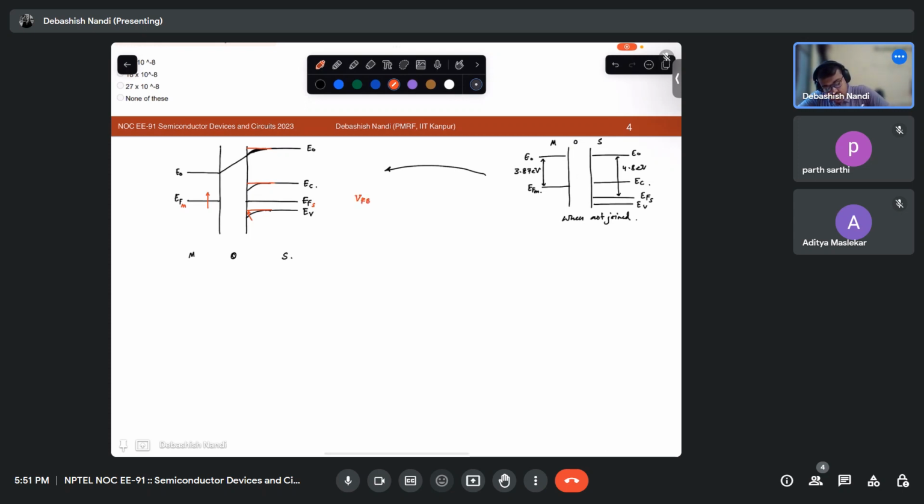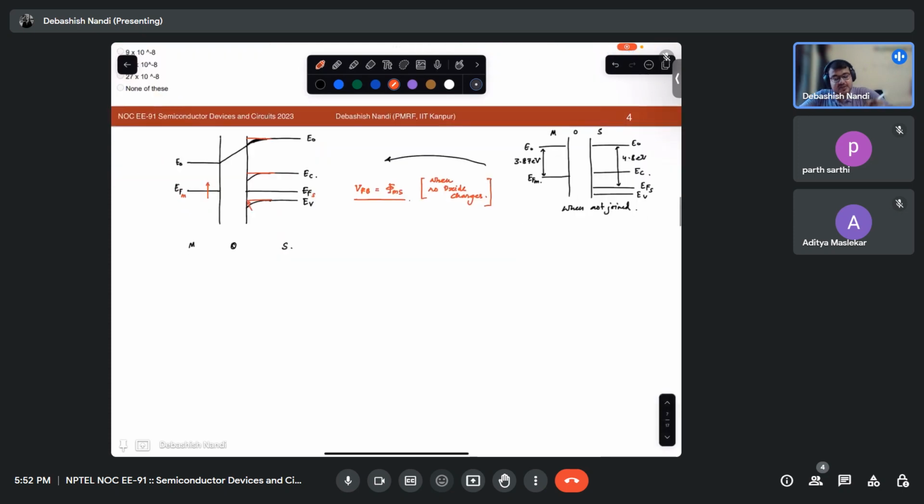So that way, when no oxide charges are present. If oxide charges are present, then there will be additional terms also. Okay. So this is called your flat band voltage. So whenever you apply some gate to body voltage, some portion of that voltage will also be consumed by this to balance this one. Okay.